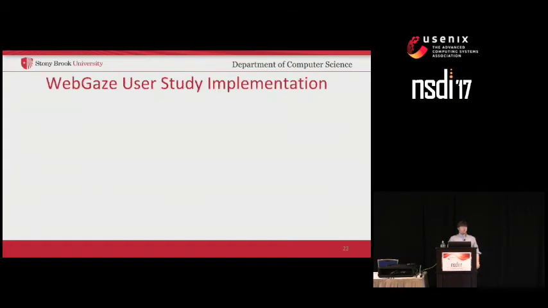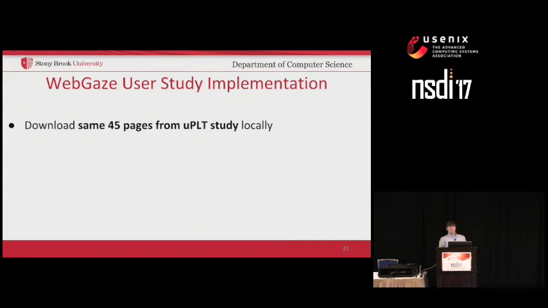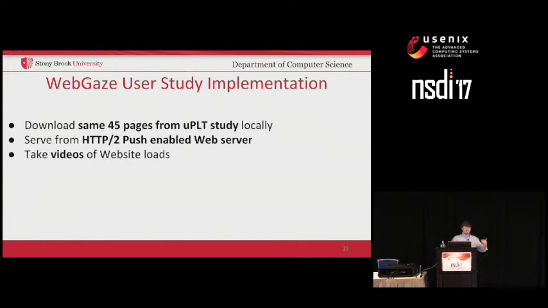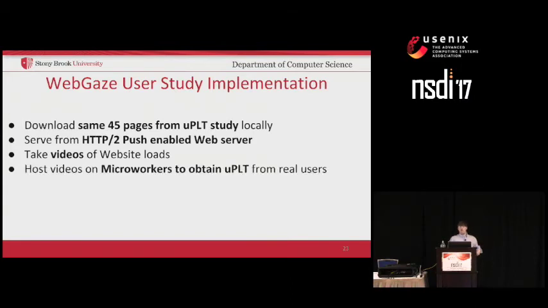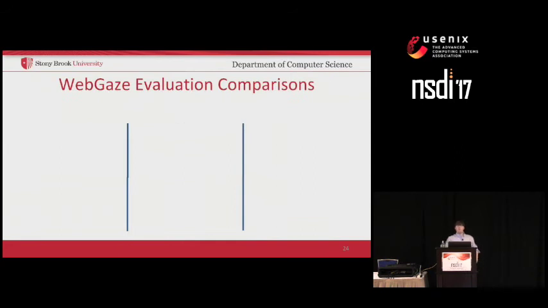So how do we implement such a system and test it in order to evaluate it in terms of uPLT? We download the same 45 pages that we featured in the uPLT studies as well as the Gaze studies locally. We serve them from an HTTP 2 push enabled web server. While we load the pages using the methodologies that we discussed before, we take videos of the website's loads, similar to the uPLT study, and we host the videos again on crowdsourced platforms in order to obtain the resulting uPLT values.